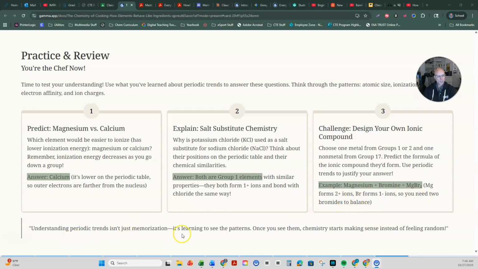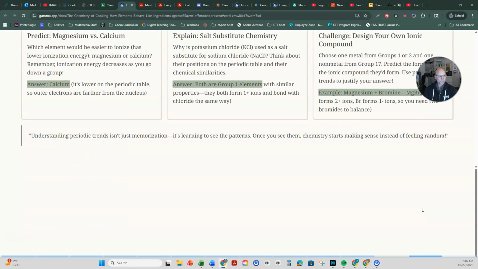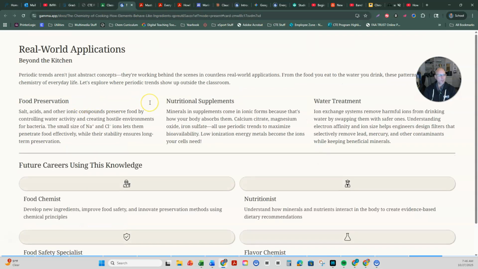So understanding periodic trends isn't just memorization, it's learning to see the patterns. Once you see them, chemistry starts making sense instead of feeling random. Okay, so the real-world applications of all this. Beyond the kitchen. Periodic trends aren't just abstract concepts. They're working behind the scenes in countless real-world applications. From the food you eat to the water you drink, these patterns shape the chemistry of everyday life. Let's explore where periodic trends show up outside the classroom.